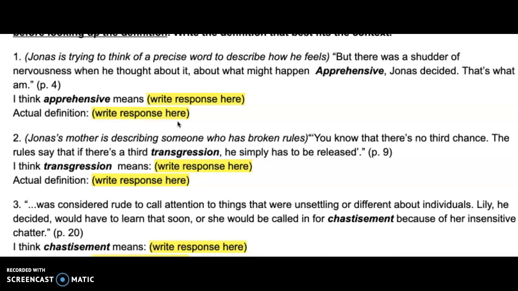Another part when you're looking at the definitions, it's important to remember that some words have more than one meaning based on the context. And so what you want to do is, if you're not sure which meaning is the right one for your sentence, go back and look at the context of the sentence to determine what the actual definition would be.